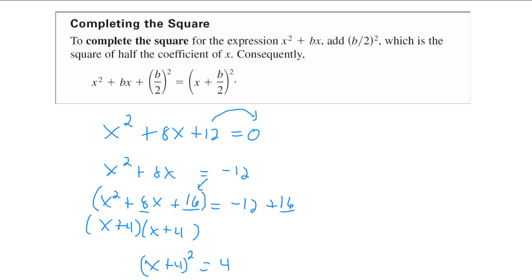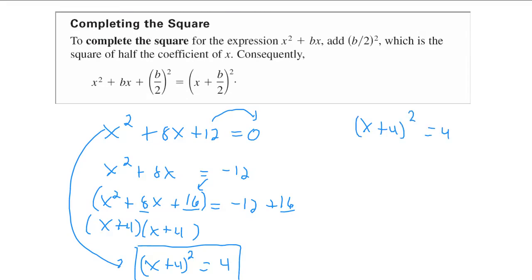Okay. Now, we're not done yet. This is where it gets a little bit tricky. This is completing the square. So we just completed the square, but we still have to solve. Now remember, in the last type of problem, we said we had to isolate the square. Well, it's inside parentheses, so this is isolated. So now I can take the square root of both sides.